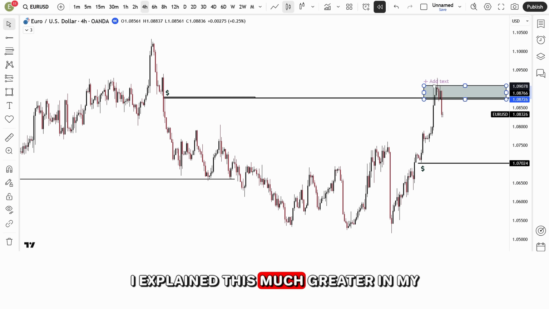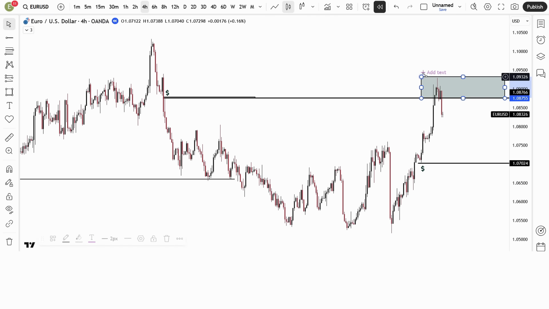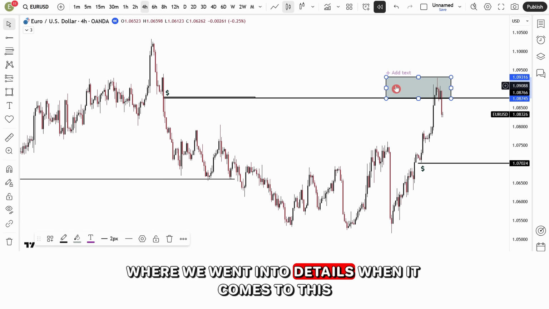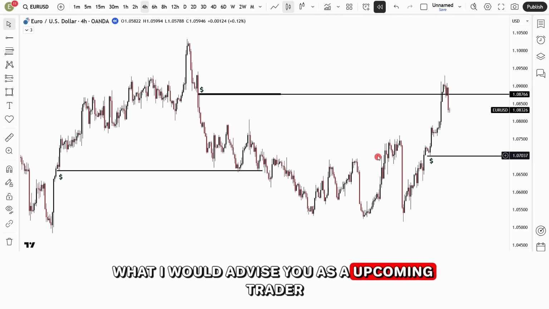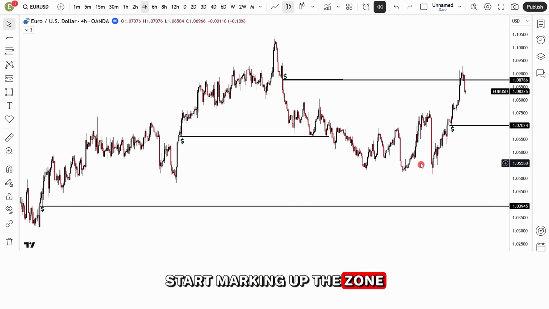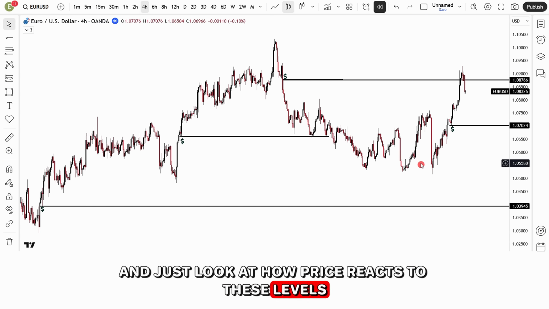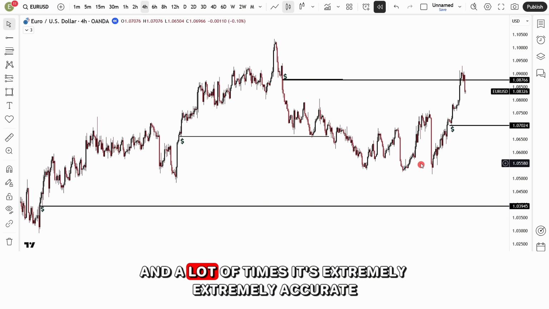I explained this much greater on my website where we went into details when it comes to this. But for now, what I would advise you as an upcoming trader, start marking up these zones and just look at how price reacts to these levels. And a lot of times it's extremely, extremely accurate.